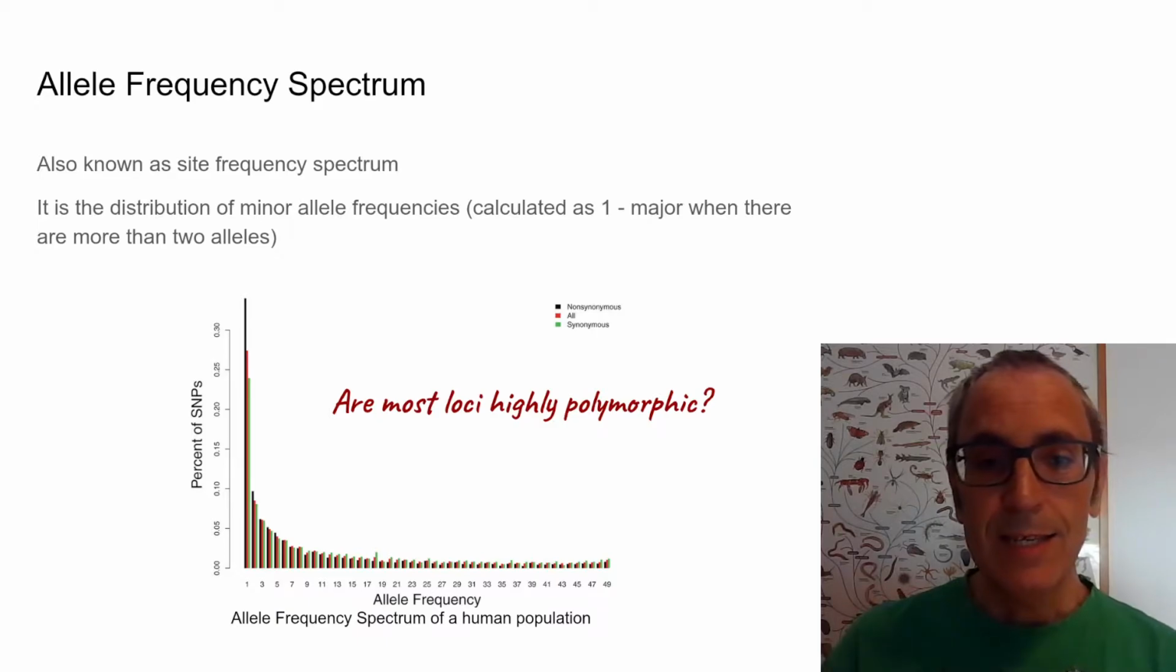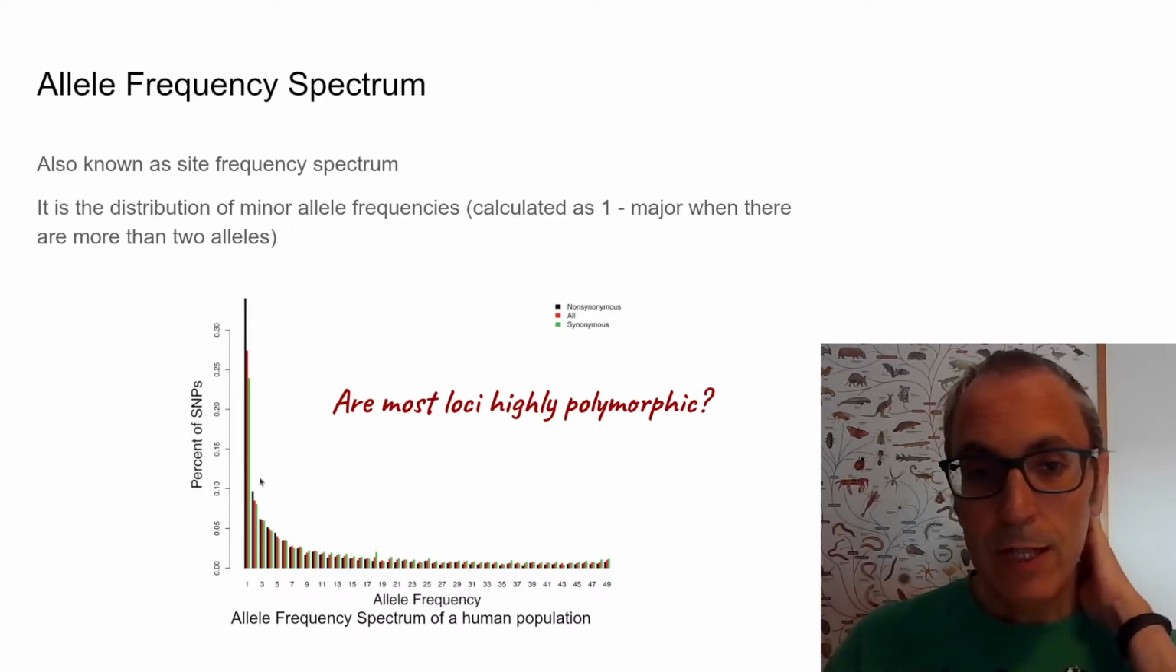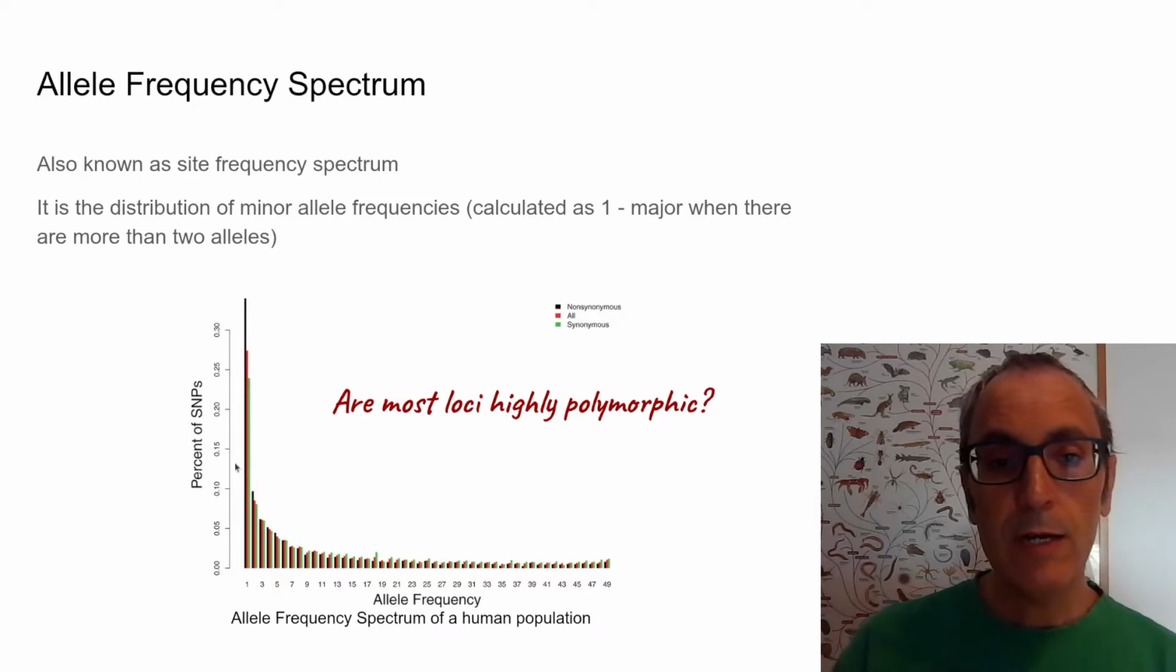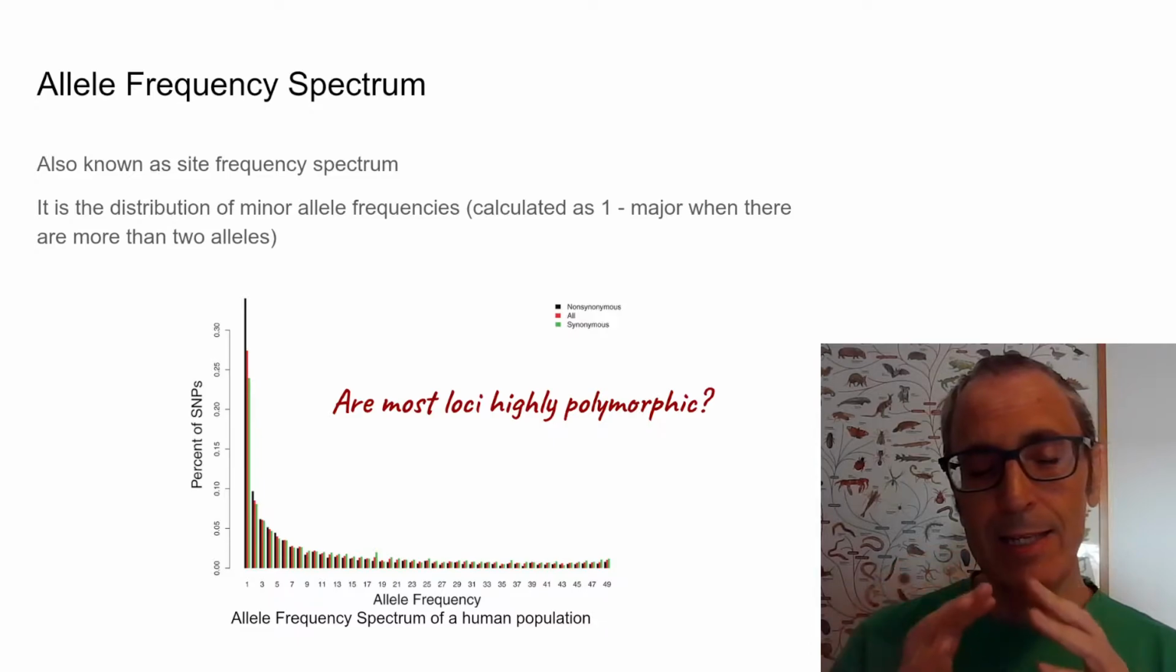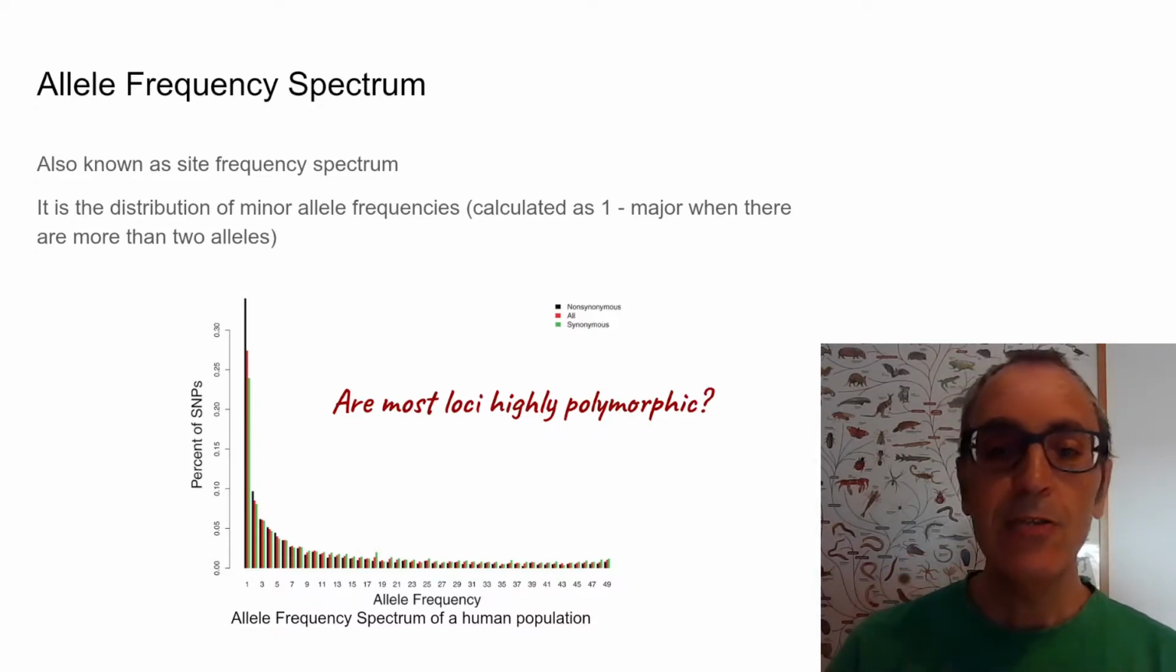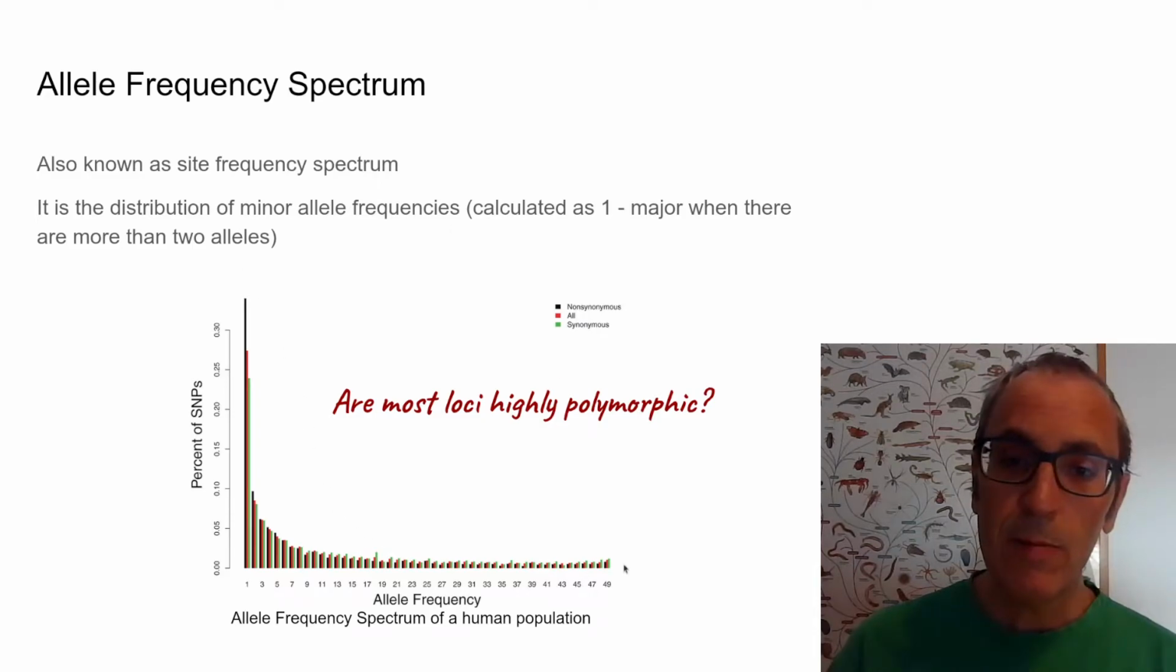As you can see, most loci, or if we have markers, for instance, most SNPs in a population will have a very low frequency for the minor allele. So these markers will be almost fixed. This is not a characteristic of this particular population that I have represented here. This is a very general phenomenon.